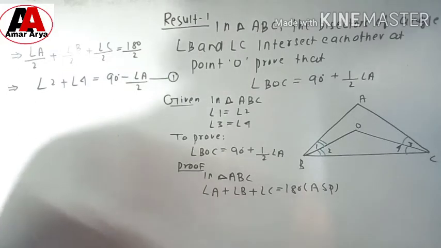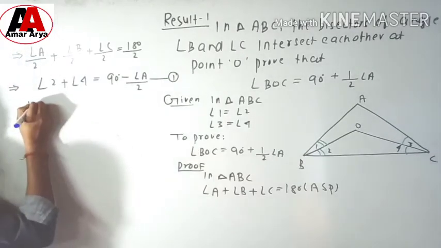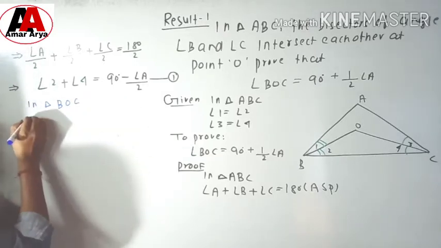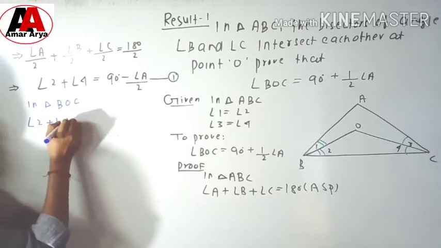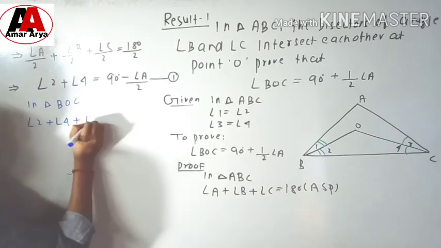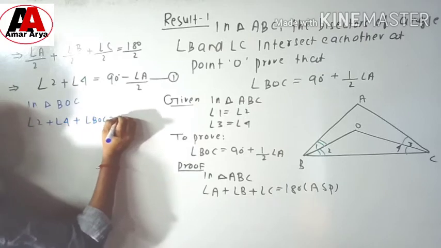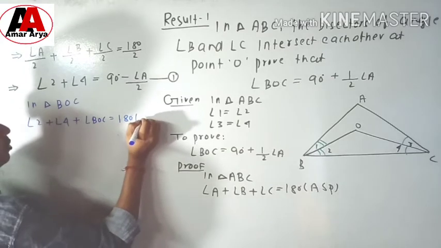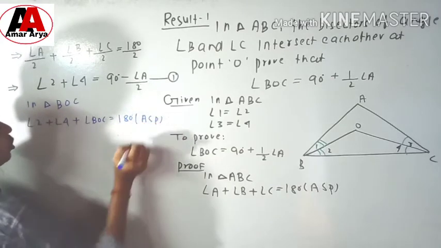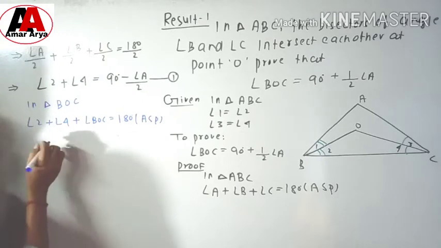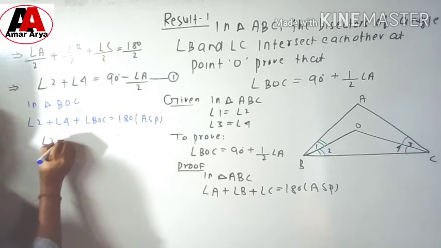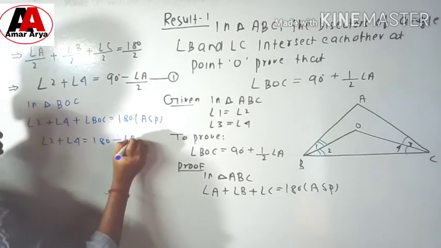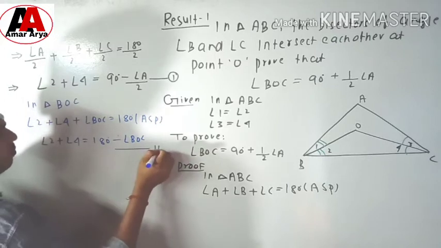Now in triangle BOC, we can write angle 2 plus angle 4 plus angle BOC equals 180 degrees, due to the angle sum property. So angle 2 plus angle 4 equals 180 degrees minus angle BOC. This is equation number 2.